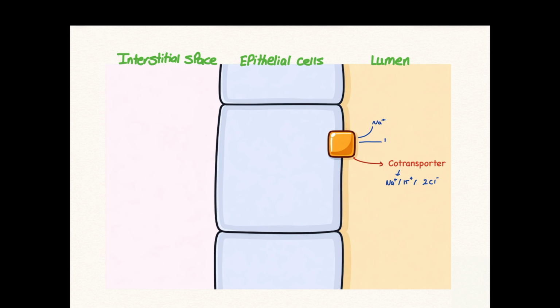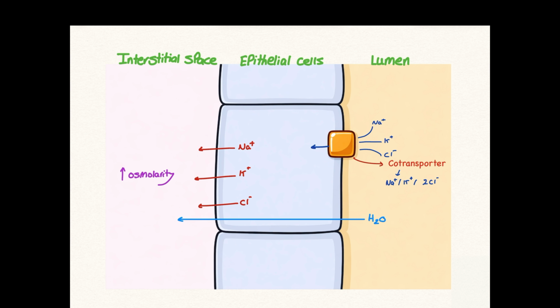It acts to reabsorb sodium, potassium, and chloride from the lumen into the epithelial cells, which would later be released into the interstitial space. This would in turn increase the osmolarity of the interstitial space, and water moves from the lumen into the interstitial space. This way, water and electrolytes are reabsorbed and they are not converted into urine.